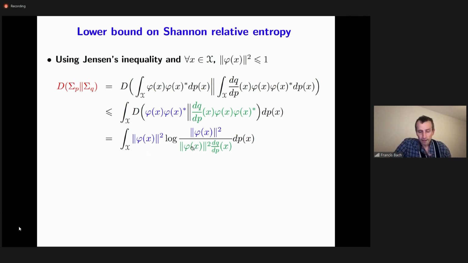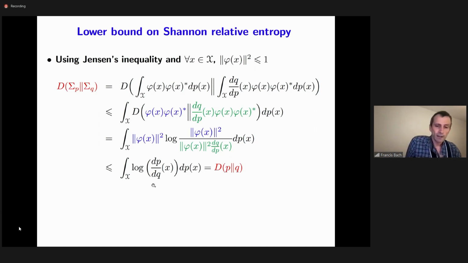This is just an equality here because I'm just applying this to that along the joint eigenvector for the two matrices. And now I'm done because I can cancel phi of x, and I can use the fact that phi of x is less than 1. And I get that all the phi of x disappears, and I get the integral of p of log of dp over dq, which is exactly the Shannon entropy. So here I've shown that I always get a lower bound on the true entropy.